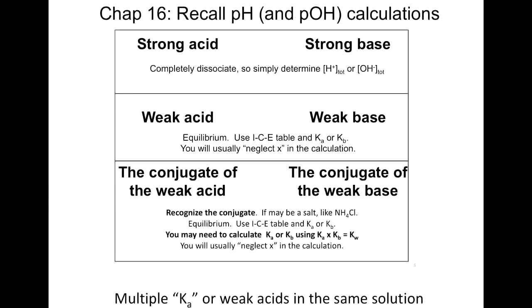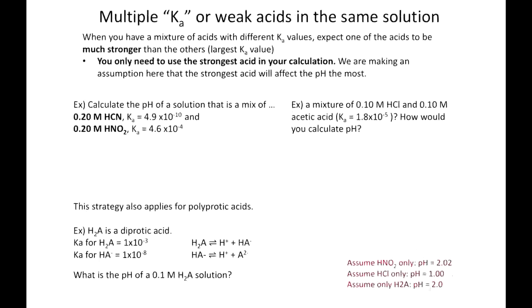Okay, so recall we just went over how to calculate pH or pOH. Recognize whether you have a strong acid or strong base, weak acid or weak base, or the conjugates of those things. This is review. This is actually the same slide as before, just summarizing all of these. These ideas are very important in this chapter as well. So we're going to look at all of the weird scenarios and how to approach pH calculations for all of them. So let's look at this first weird scenario.